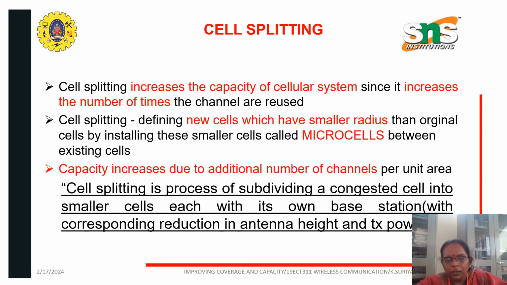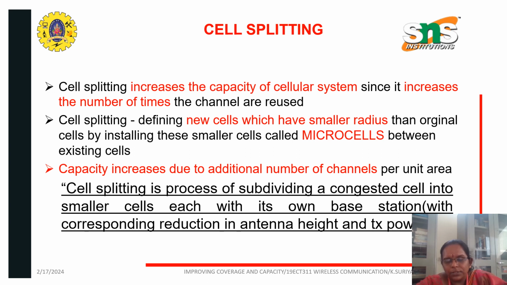First one is cell splitting. Cell splitting is the process of subdividing a congested cell into smaller cells, each with its own base station, with a corresponding reduction in the antenna height and also the transmission power. Cell splitting will increase the capacity of the cellular network since it increases the number of times the channel is reused. Once you reduce the size of the cell, definitely more times you have to reuse the channel. So when your frequency reuse increases, definitely the capacity of the network will increase.